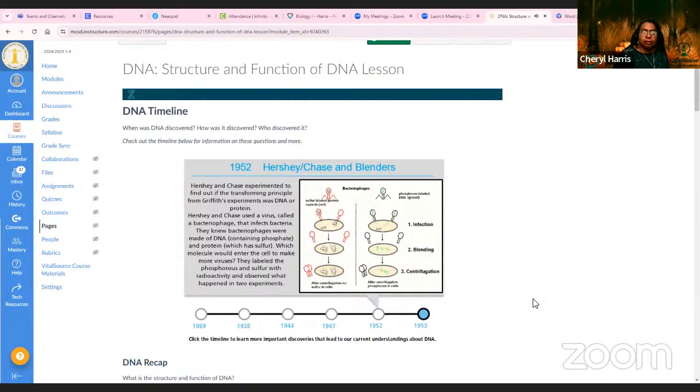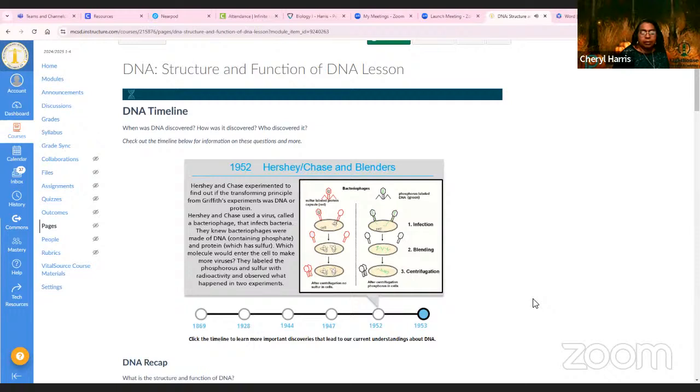Look at the diagram. Since the protein coat of viruses contains sulfur, the viruses were treated with radioactive sulfur that would bind to the protein but not DNA, and be easily detected with special equipment. This is shown on the left-hand side of the diagram. On the right-hand side, you can see that since DNA has phosphate molecules and not sulfur, the viruses were also treated with radioactive phosphate that would bind to the DNA but not the protein.